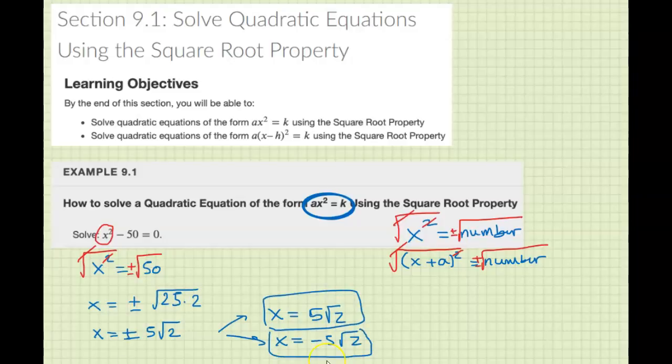All right, let's do a check. So basically we want to see that x squared minus 50 equals 0. So 5 square root of 2 squared minus 50 gives me 5 squared is 25. Square root of 2 squared is 2. 25 times 2, we get 50 minus 50, which is 0. Okay, so you can see that the positive solution works out.